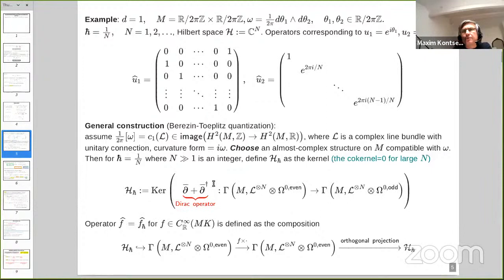And the operator corresponding to a function is given by the following. Sorry, some typos. It's defined as a composition. I consider this finite dimensional subspace of harmonic spinors, the kernel of the Dirac operator, embed it into the space of all sections, multiply by the function, and then, because it's a Hilbert space, take the orthogonal projection back.